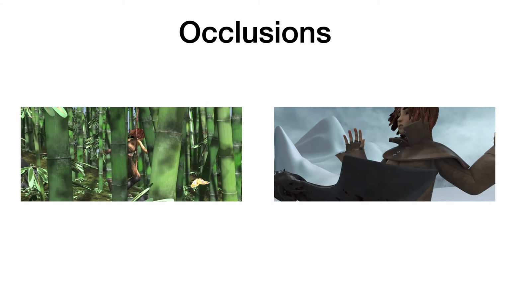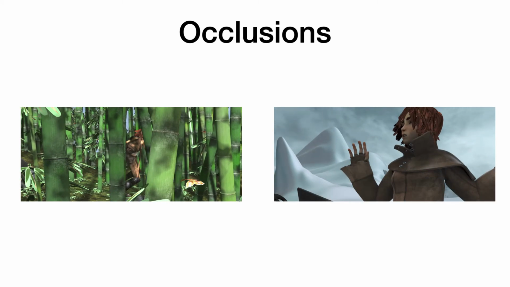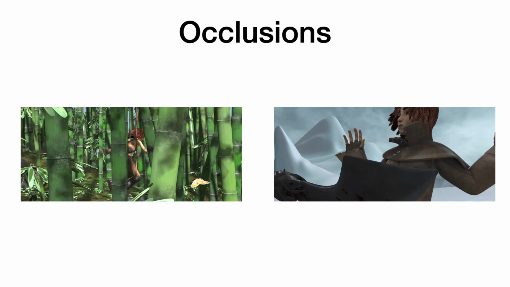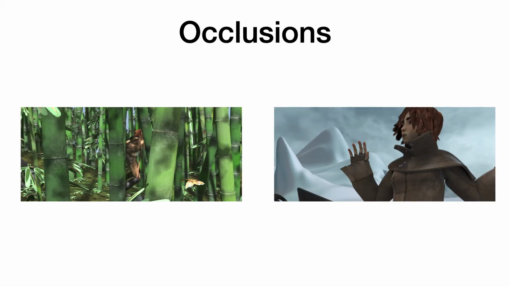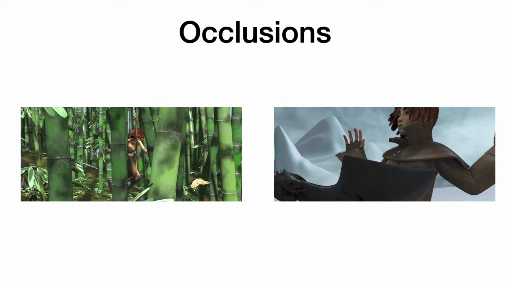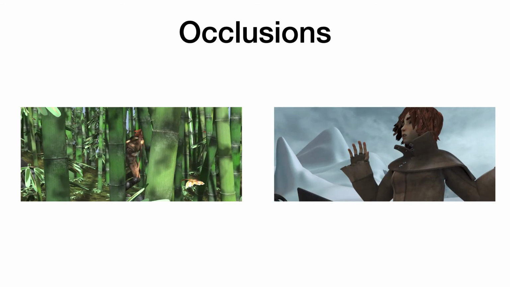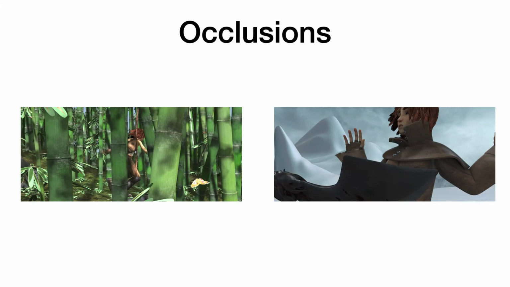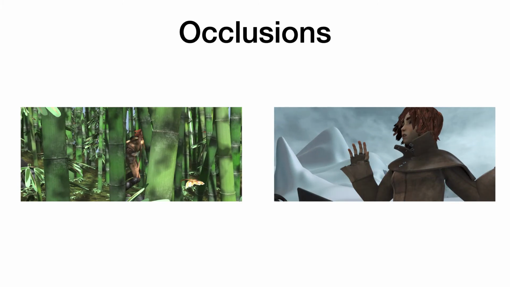Here we show two examples of occlusions. In this paper, we extend the definition of occlusion to include any parts of the scene that exist in the first frame but disappear in the second frame. The occluded part on the left is the staff moving behind the bamboos, and on the right is the blade moving out of frame.